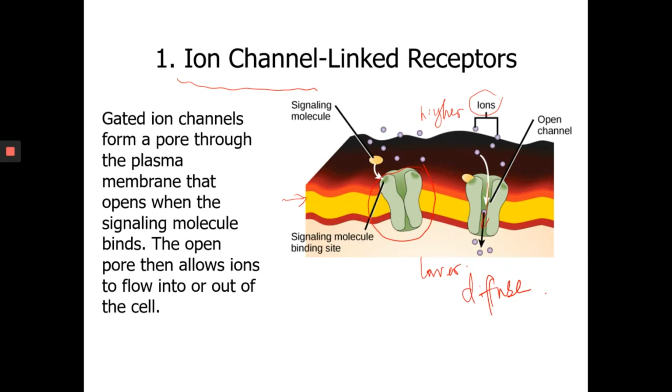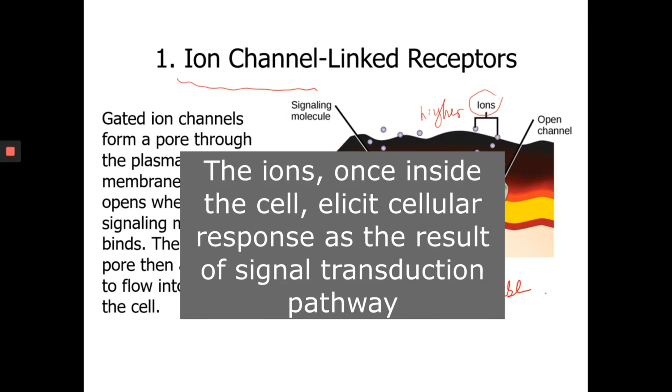If it's the opposite, the ions can diffuse out of the cell. Again, you have the ligand, the ligand binds to the receptor, and that opens up the ion channel, and then the ions can diffuse in and out of the cell, depending on the concentration gradient.